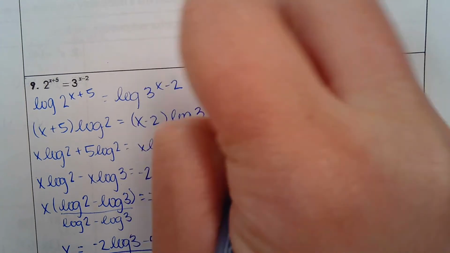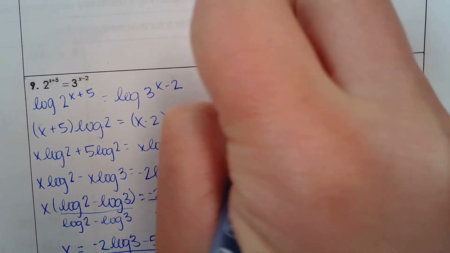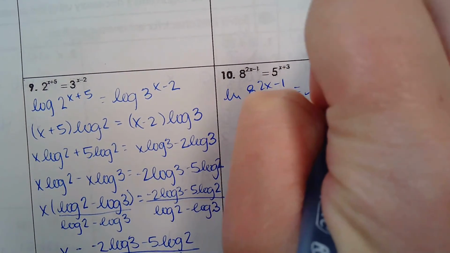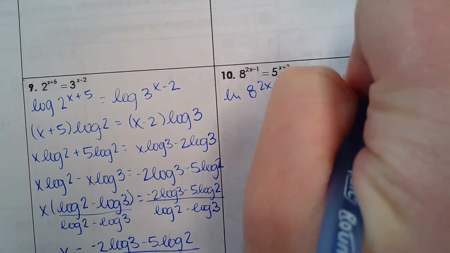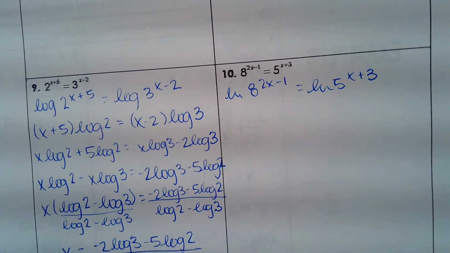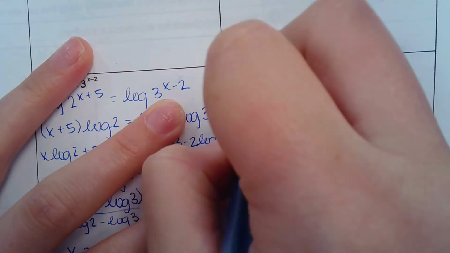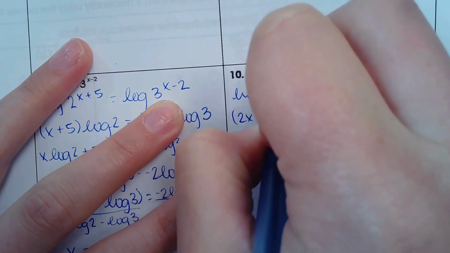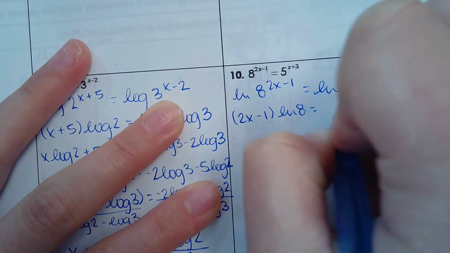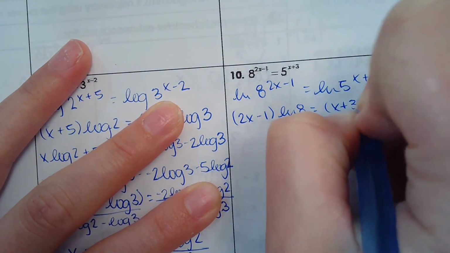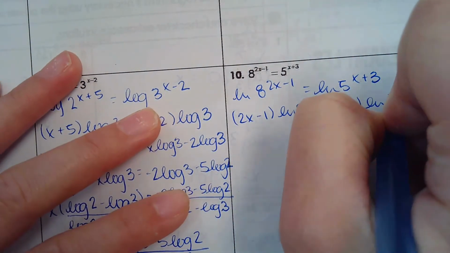So we'll do natural log of 8 to the 2x minus 1 equals natural log of 5 to the x plus 3. So then once we've taken the natural log or log of each side, what can we do with our exponents? Pull them to the front. So we'll have 2x minus 1 times natural log of 8 and x plus 3 times natural log of 5.